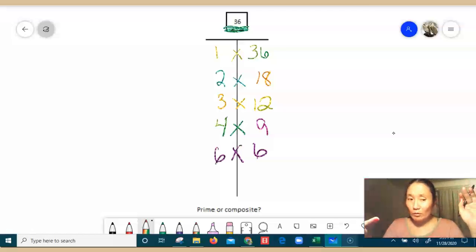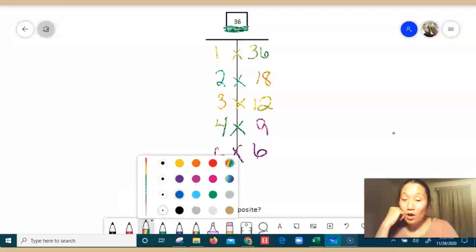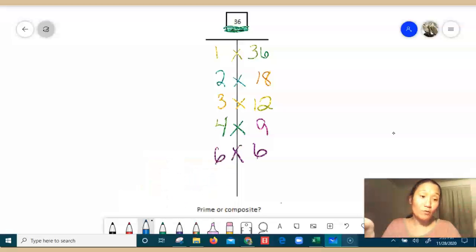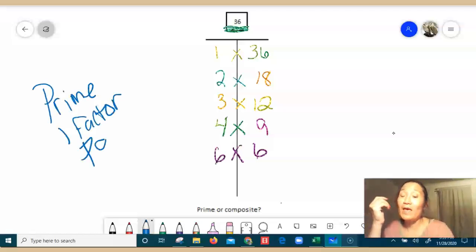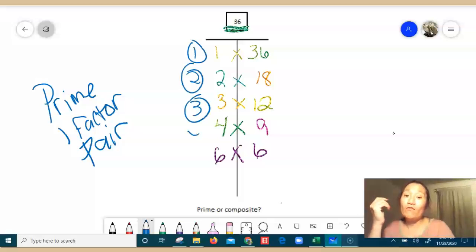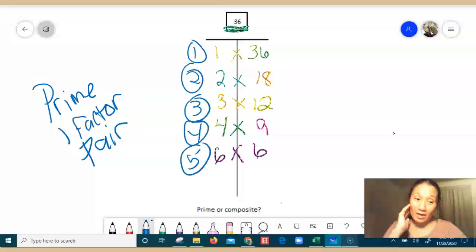Now, not all numbers are doubles. Some have near doubles. But this one has a double. 6 times 6 is 36. They're called perfect squares. So, how many facts? When you look at this, you're going to be like, oh, okay, is it going to be prime or composite? Remember, prime only has one factor pair. This has 1, 2, 3, 4, 5 factor pairs.